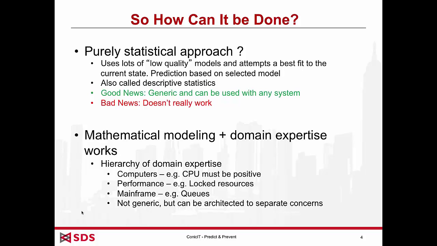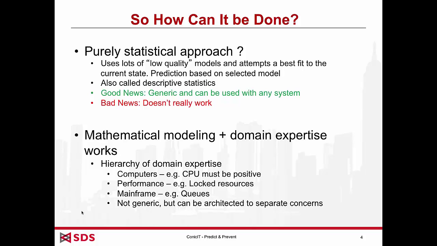CPU usage must always be positive, so that's kind of simple. Locked resources have a big impact on your performance. On mainframes, queues are very important. You need to pay attention very closely to the way queues are building and releasing themselves. And this is not generic. In other words, what you need is something that you can't apply to anything, but you can do a kind of separation of concerns.